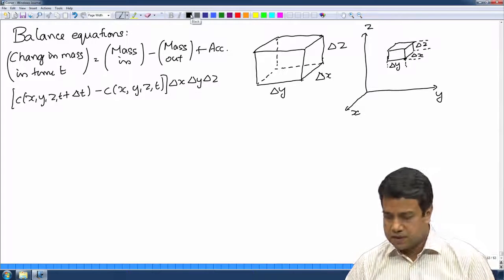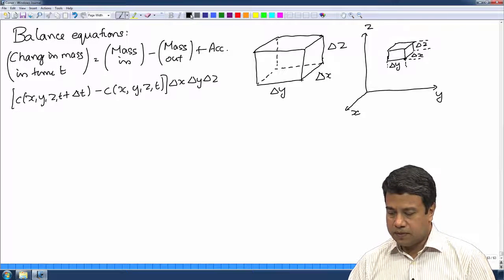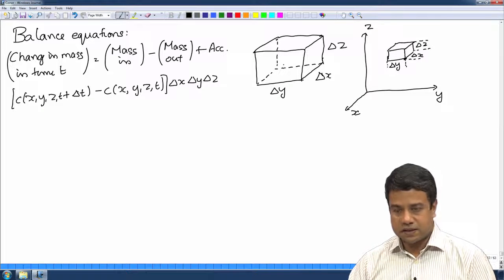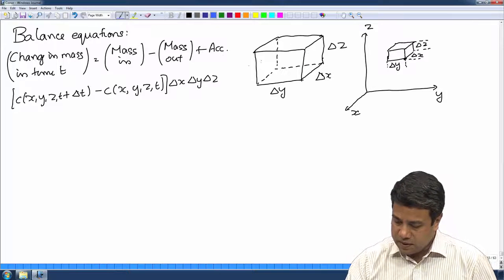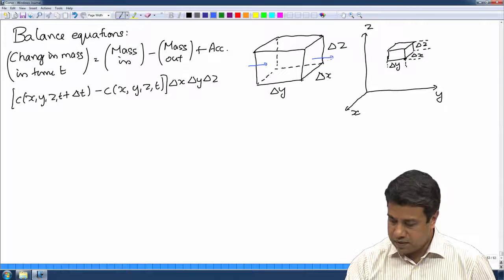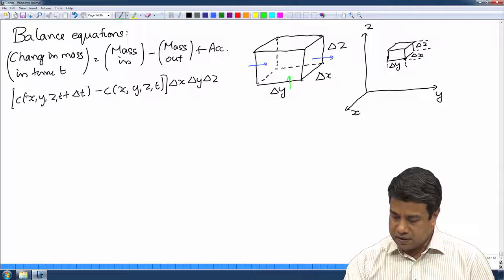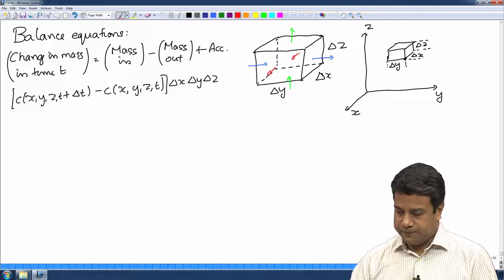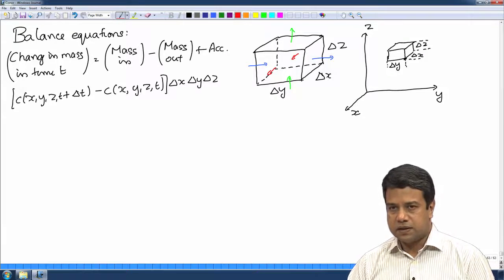This volume has 6 surfaces, 2 of which are perpendicular to the x axis, that is the front and the rear surfaces, 2 of which are perpendicular to the y axis, that is on the left and the right, and 2 of which are perpendicular to the z axis at the top and the bottom. There could be mass coming in and going out at each of these surfaces.